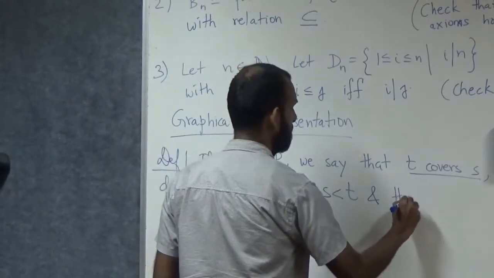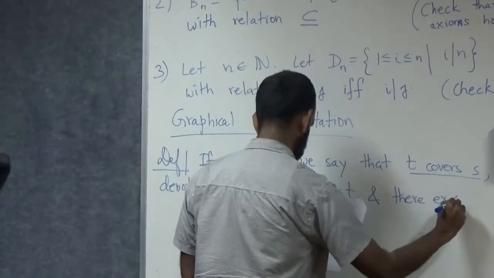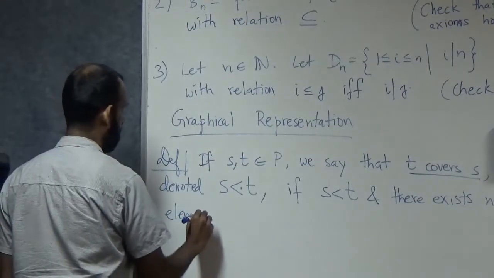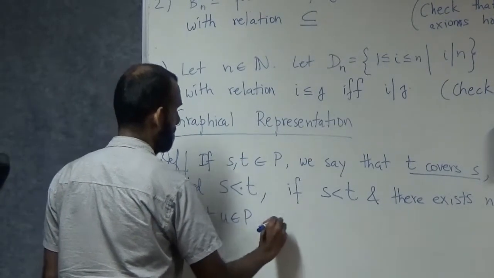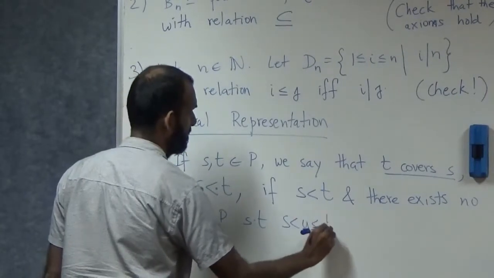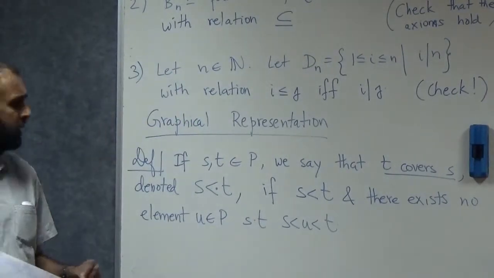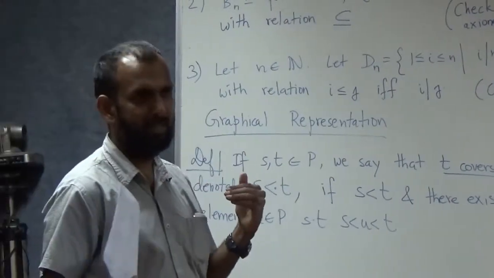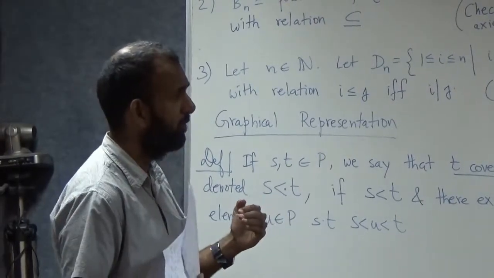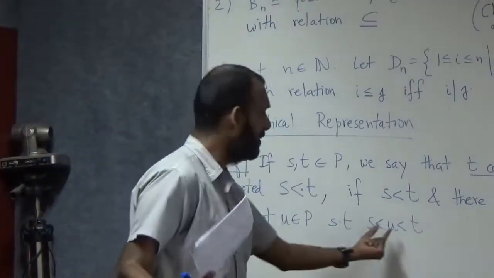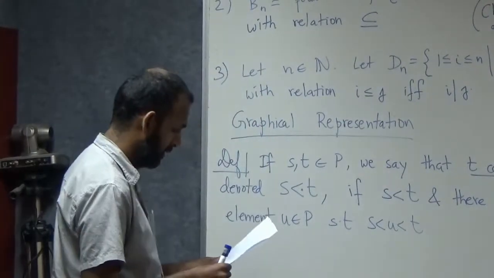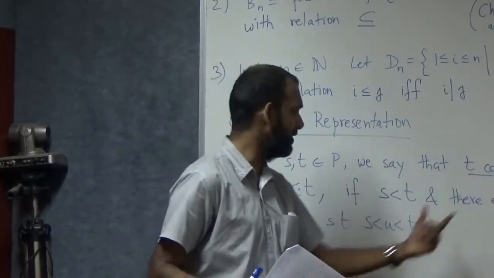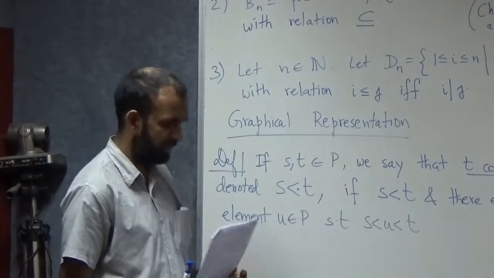and there exists no element U such that S is less than U is less than T. In other words, T is in some sense immediately bigger than S. So there's nothing in between, there's nothing intermediate. Okay, so this is called covers, and this is known as a covering relation.